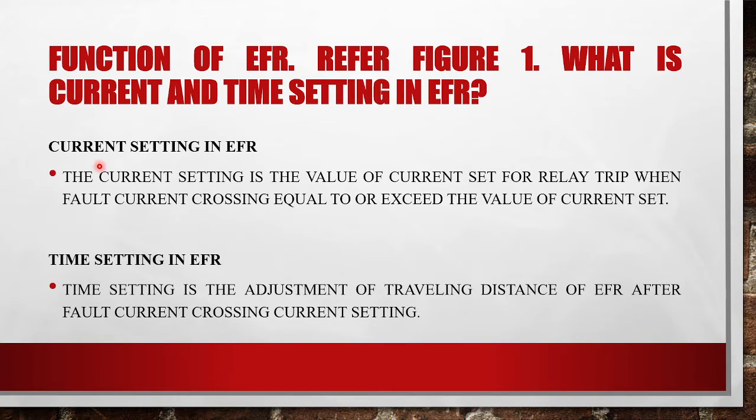And the current setting in EFR. The current setting is the value of current set for the relay to trip when the fault current is equal to or exceeds the value of current set. Time setting in EFR. Time setting is the adjustment of the traveling distance of the EFR after the fault current reaches the current setting.